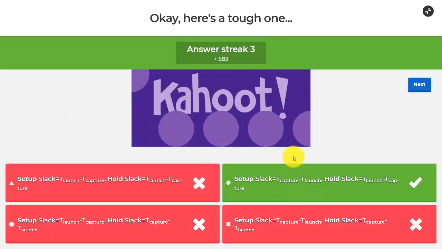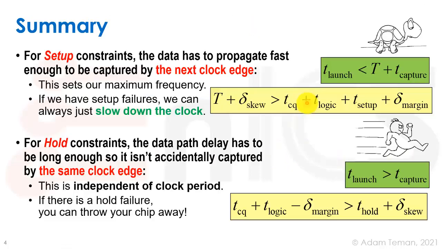Okay, so again, we'll go back to basically the same slide that we saw before, and we said that setup time is going to be, how do we get this positive? Setup time is going to be T capture, if we move this over to the other side, minus T launch has to be larger than 0, and for hold time, T launch minus T capture has to be larger than 0. So again, what is slack?